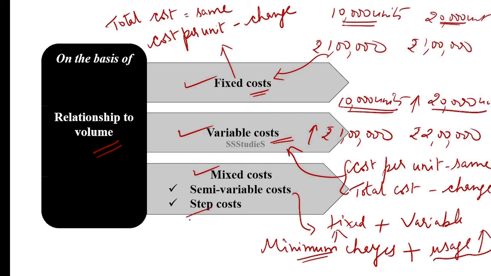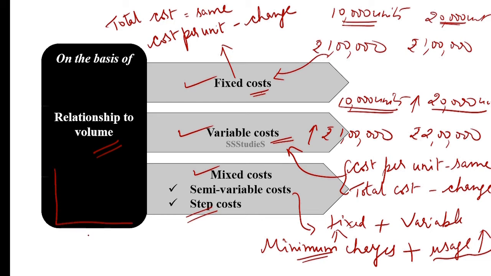Now, another type of cost is called step cost. Step cost is that for a particular range of production, the cost will remain the same, and it will change in lump sum as production volume increases or decreases. These costs remain fixed over a relevant range of production volume, and for the next range of production it will change. If you plot the step cost on a graph, it will appear like this.